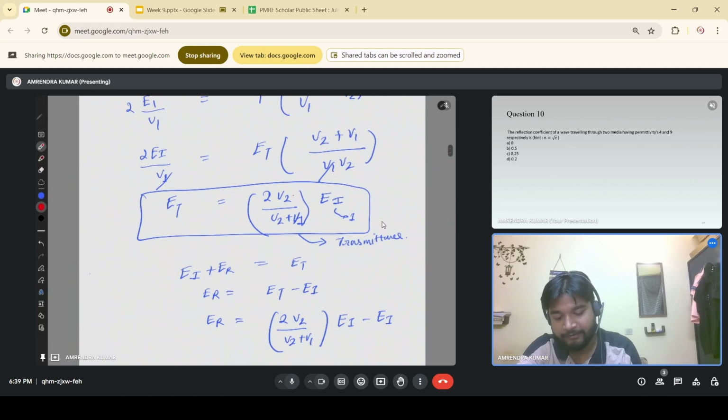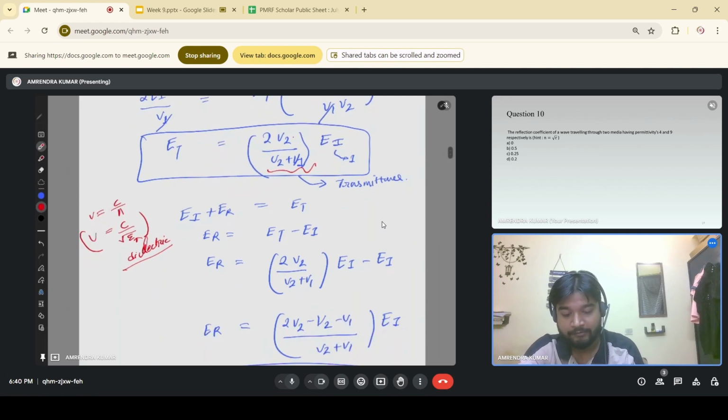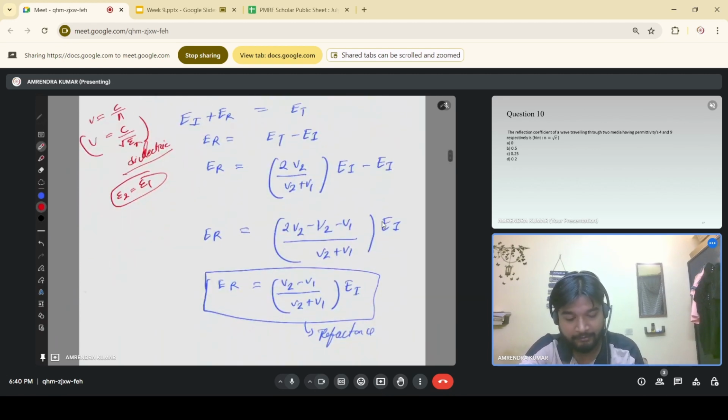Because the velocity is proportional to c by n, and we know that n is nothing but proportional to the square root of the dielectric constant. So indirectly, what I'm saying is that these coefficients depend on the dielectric constant. Okay, and if I put epsilon 2 equal to epsilon 1, when both media are the same, you can see that the reflected will be zero and the transmitted will be 1. That we can see from here.